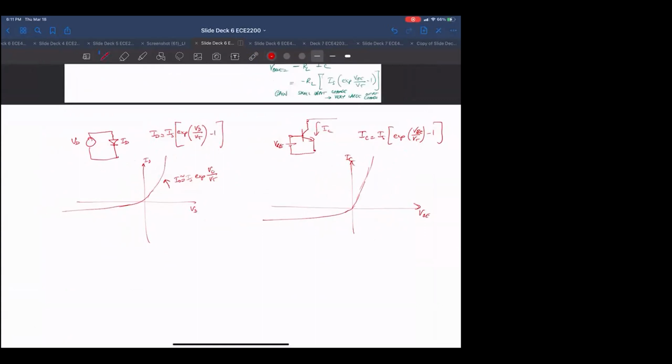So this is the base, this is the emitter, and this is the collector. Now, we only had 2 terminals across a diode, so we only had one graph to make. There's only one voltage and one current.